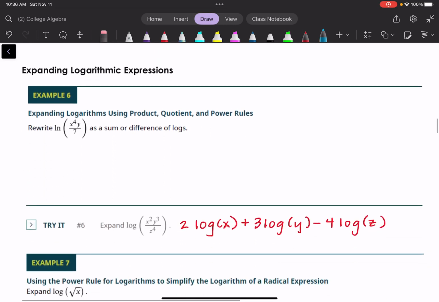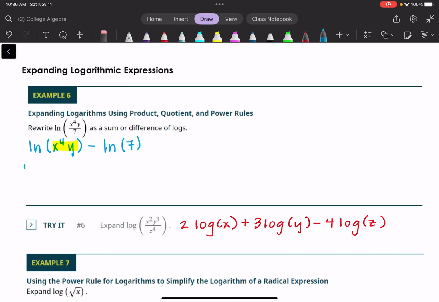Right, now let's talk about expanding logarithmic expressions that are a little more complicated, because a lot of times we'll use all of the power, quotient, and product rules in a single fell swoop. So let's rewrite this natural logarithm. In general, I'm going to handle the quotients first just because that keeps things nice and simple. So we'll write this using the quotient rule, and then we'll rewrite this first part using the product rule.